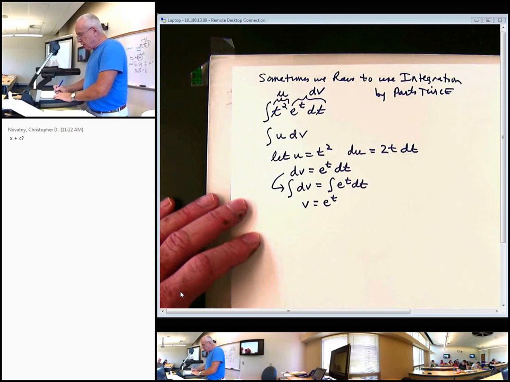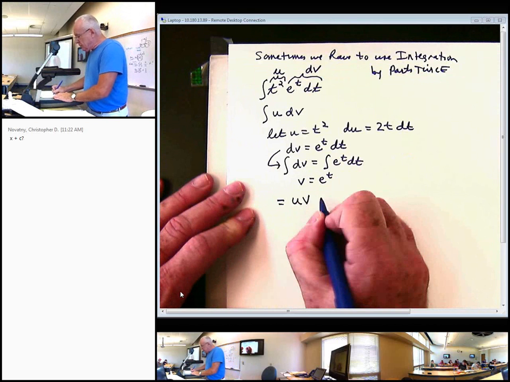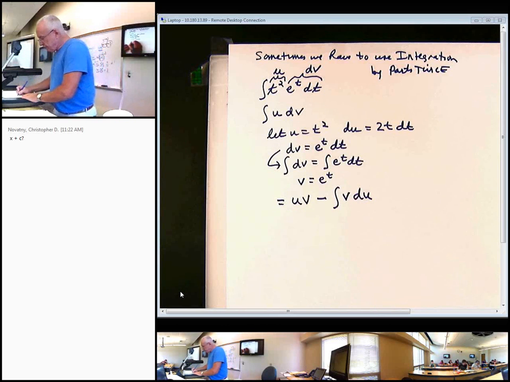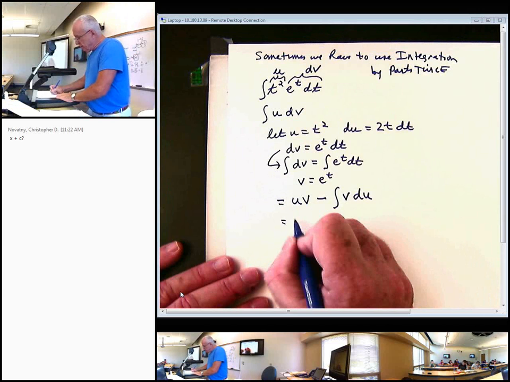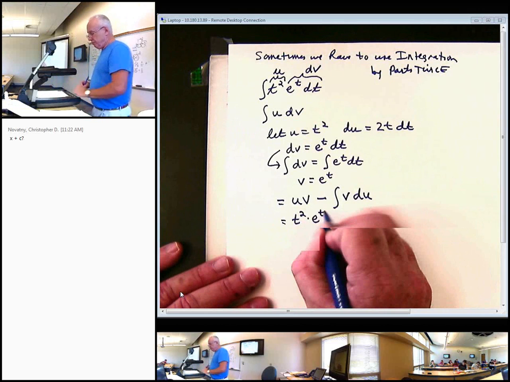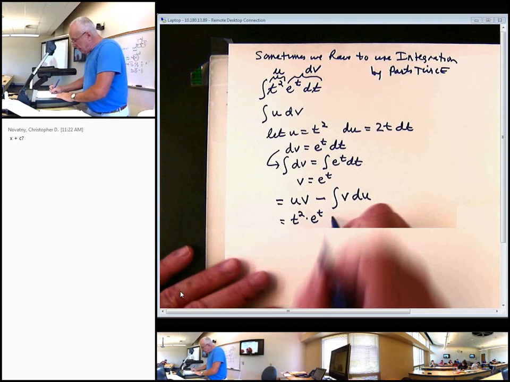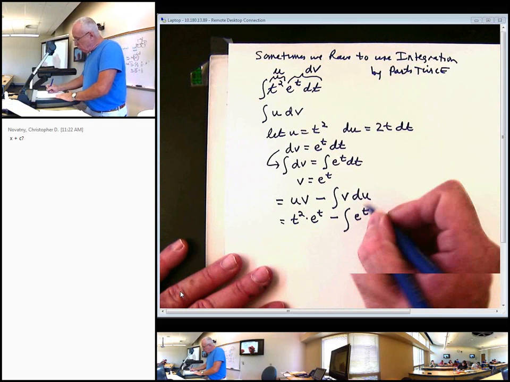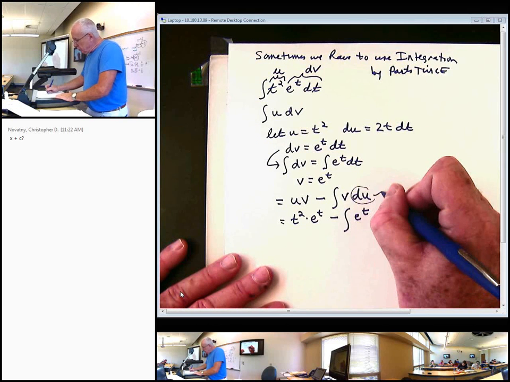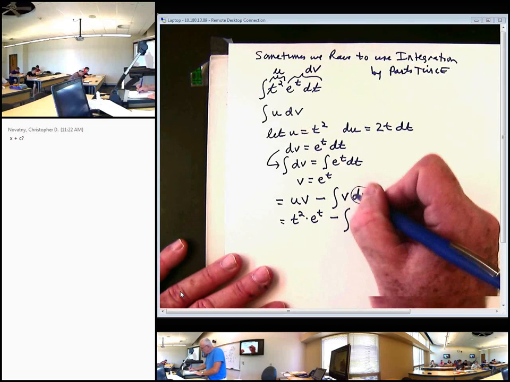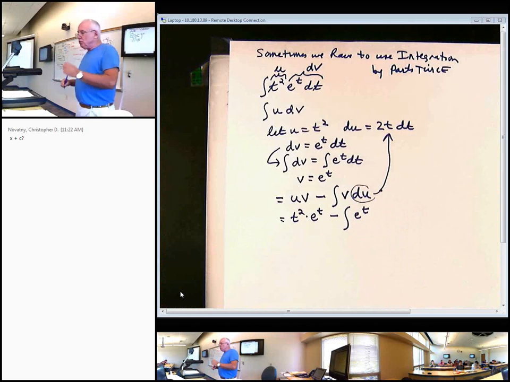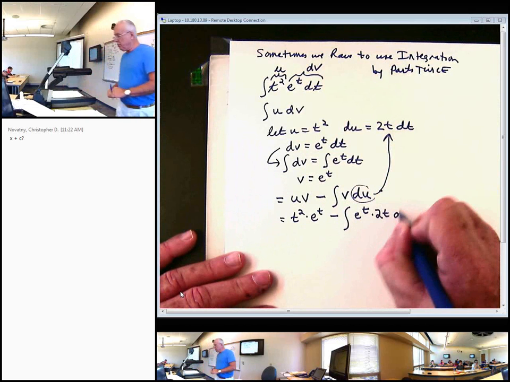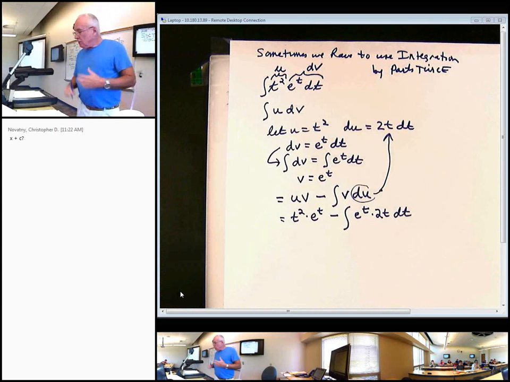So let's set up our formula here. It's u times v minus the antiderivative of v du. All right, let's fill things in here. u is t squared. v is e to the t. Minus antiderivative. Now v is e to the t, but what is du? Right up here. Yep. du is 2 times t dt. So let's mark this in here. 2t dt for our du.